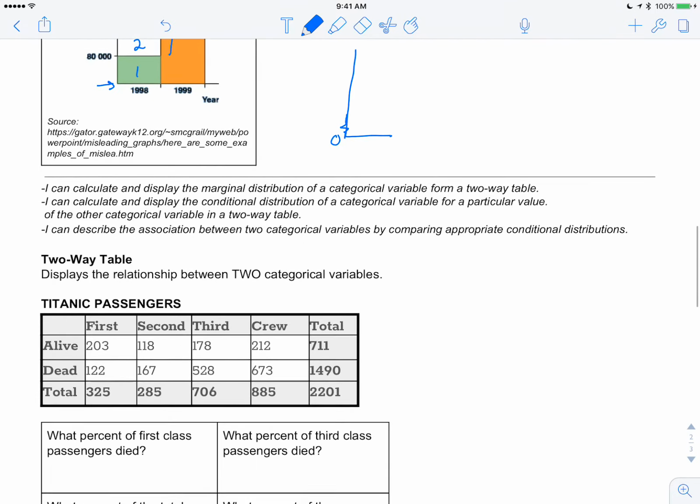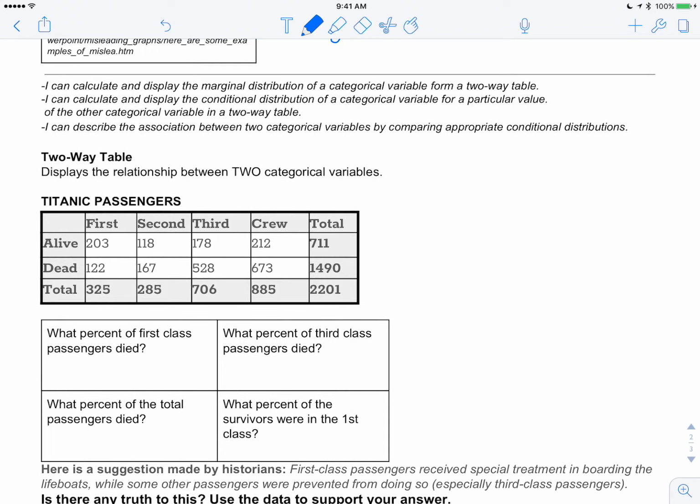Okay, next section. I can calculate and display the marginal distribution of a categorical variable from a two-way table. I can calculate and display the conditional distribution of a categorical variable from a particular value of the other categorical variable in a two-way table. And I can describe the association between two categorical variables by comparing appropriate conditional distributions.